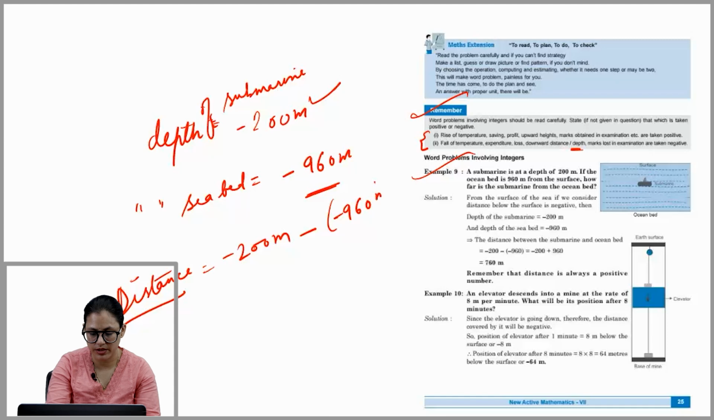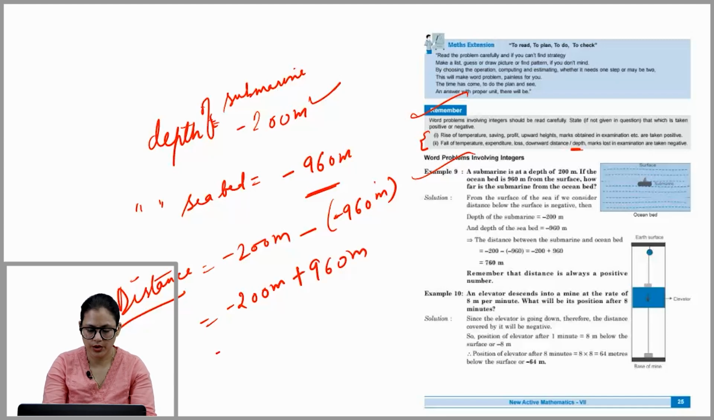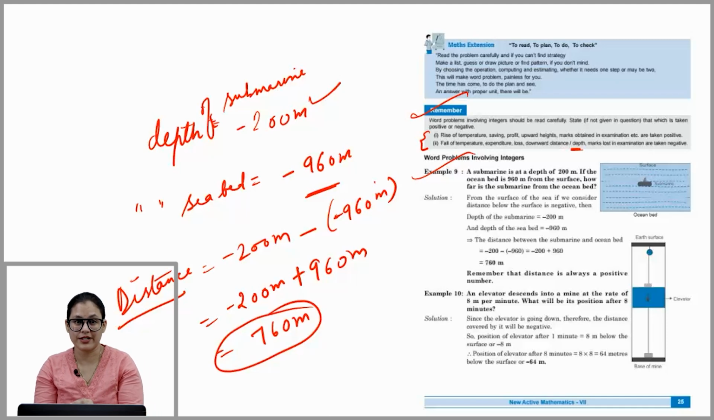960 meter. Okay, if you remember this property, we will write here 960 meter. Okay, now you will get the answer, which is 760 meter. And one more line is written over here, that remember that distance is always a positive number, right?